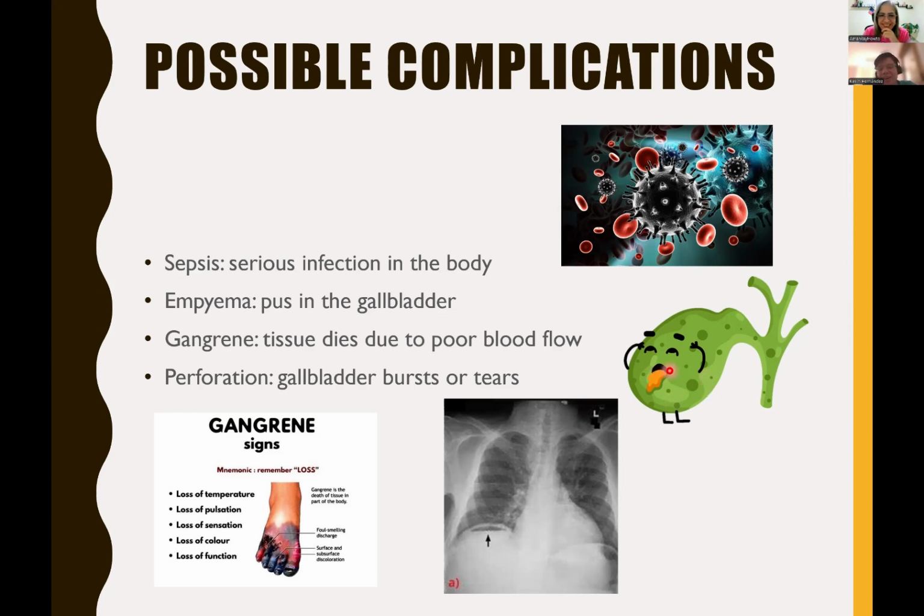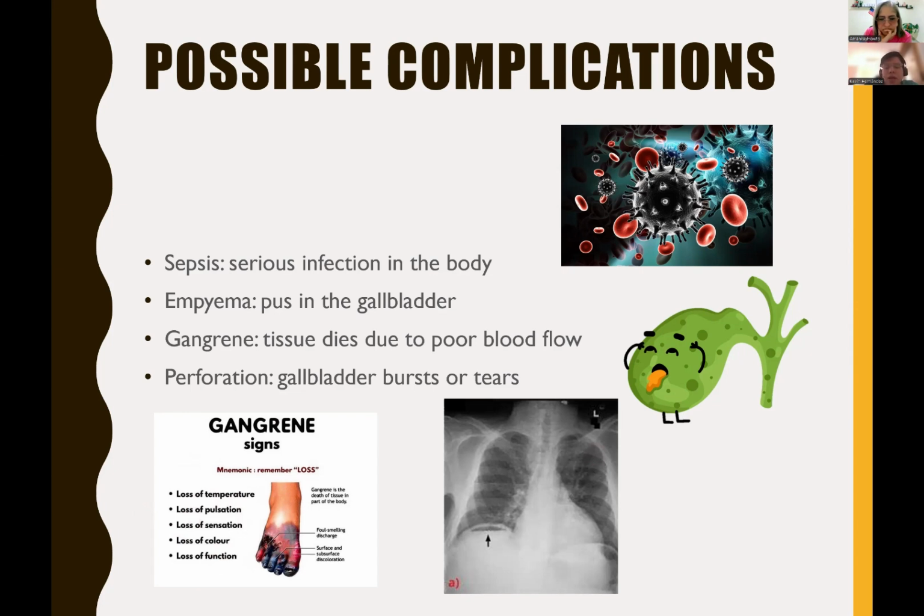Gangrene is a serious condition that happens when tissue dies because it doesn't get enough blood supply. In gangrene, the tissue dies because of poor blood flow. As we can see in this image, there's a mnemonic to remember what gangrene is. There are signs of loss of temperature, loss of pulsation, loss of sensation, loss of color, or loss of function. Also, the tissue becomes dark and black. It describes that the tissue dies.